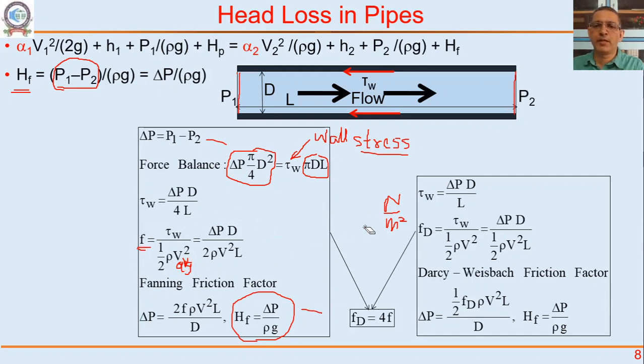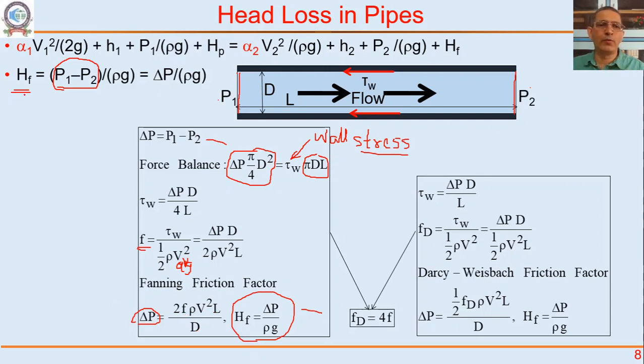If we write from this expression now, this expression I can rearrange as tau W would be delta P d by 4L. So now friction factor I can define as tau W divided by half rho V average square, which if I substitute this equation, I'll get delta P d by 2 rho V square L. And then delta P, that is the pressure difference required across the two ends of the pipe, will now be 2 multiplied by this friction factor rho V square L by D.